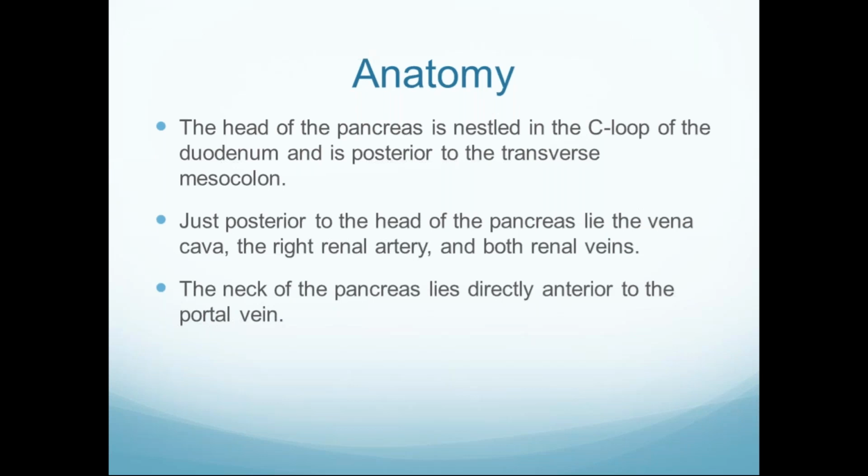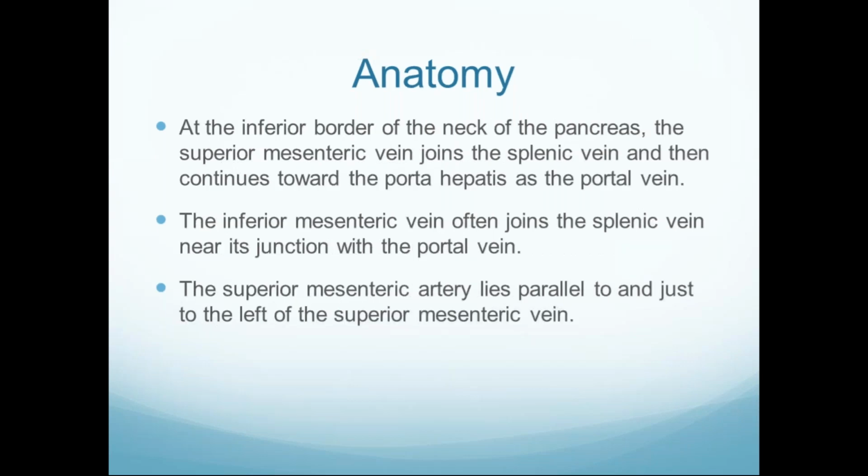The neck of the pancreas lies directly anterior to the portal vein. At the inferior border of the neck of the pancreas, the superior mesenteric vein joins the splenic vein and then continues toward the porta hepatis. This is the important landmark for the confluence of the splenic vein and the superior mesenteric vein. This is the place where dissection has to be stopped. The inferior mesenteric vein joins the splenic vein near its junction with the portal vein. The superior mesenteric artery lies parallel to and just to the left of the superior mesenteric vein.